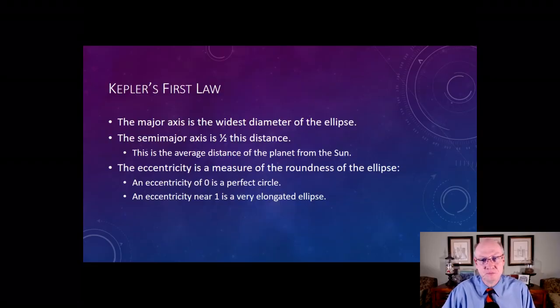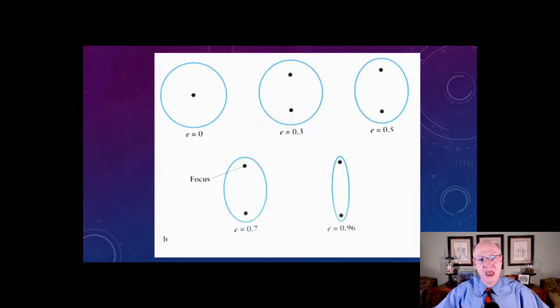Now, another property of ellipses is their eccentricity. The eccentricity is a measure of the roundness of the ellipse. So an eccentricity of 0 is a perfect circle, and an eccentricity near 1 is a very, very elongated ellipse. In fact, an eccentricity of exactly 1 is a parabola, and an eccentricity greater than 1 is a hyperbola. So let's go back to looking at eccentricity.